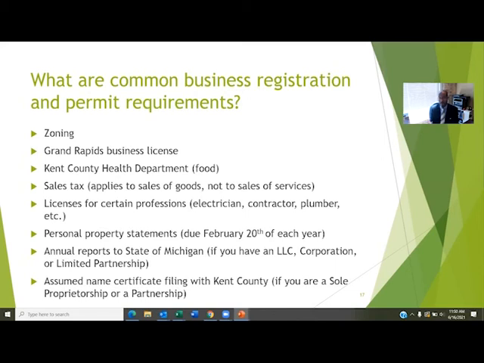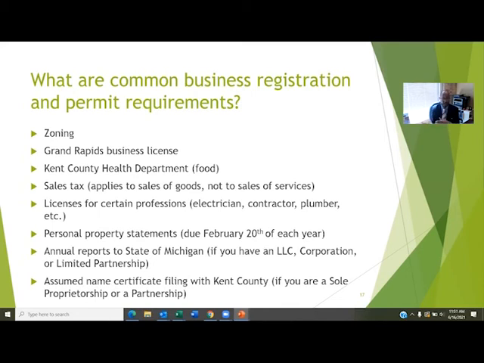Personal property statements. Businesses get taxed on their personal property, and so there are reporting requirements for that, for the city as well as the state. Annual reports we talked about, that gets filed with the state if you're an LLC or a corporation every year, and there's a filing fee for that.